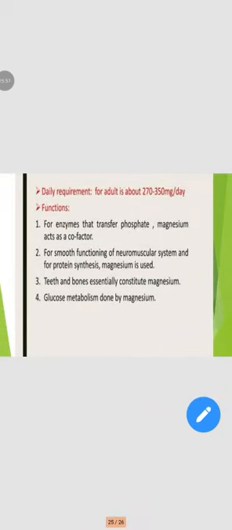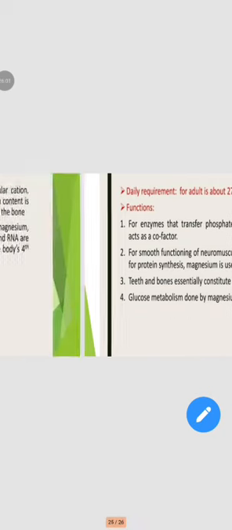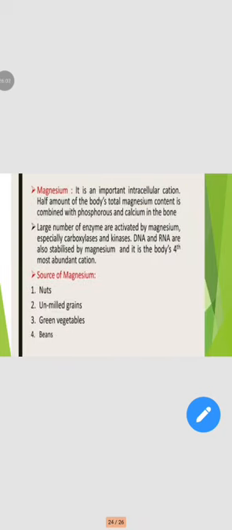These are the major electrolytes studied in this topic. The second part will be conducted in the next class.